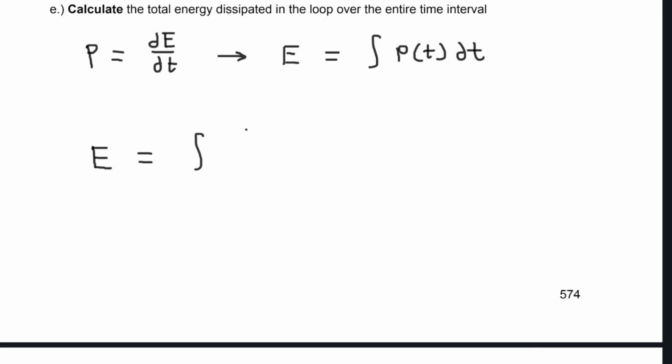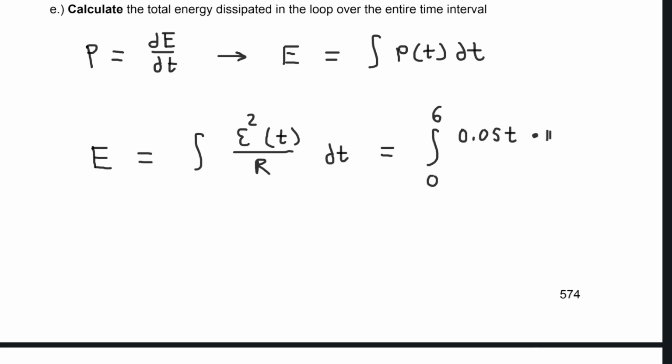So I'm just going to integrate the induced EMF squared as a function of t, divided by R. And we're given that this is happening for 6 seconds. Our induced EMF as a function of time was equal to 0.05 t times pi r squared. And we have to square that whole thing and then divide by our resistance, which was 10 ohms.